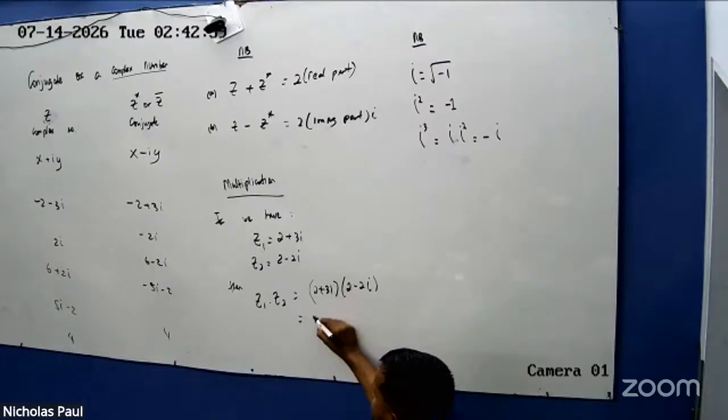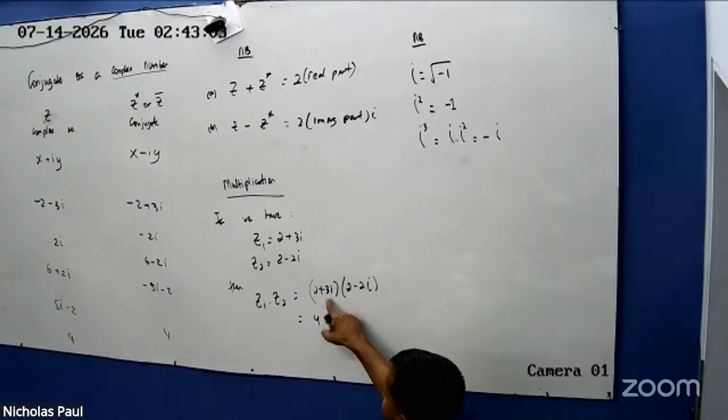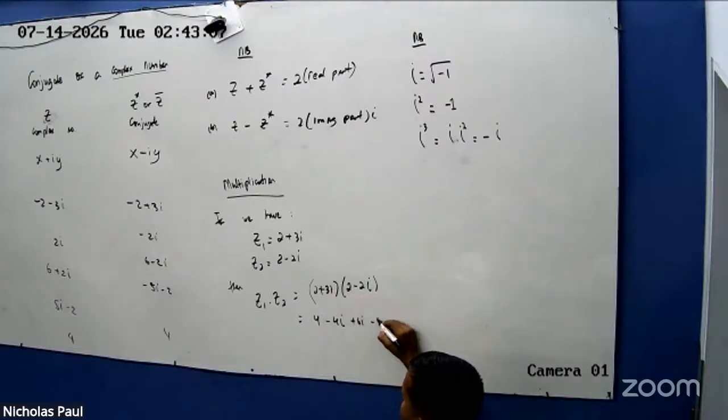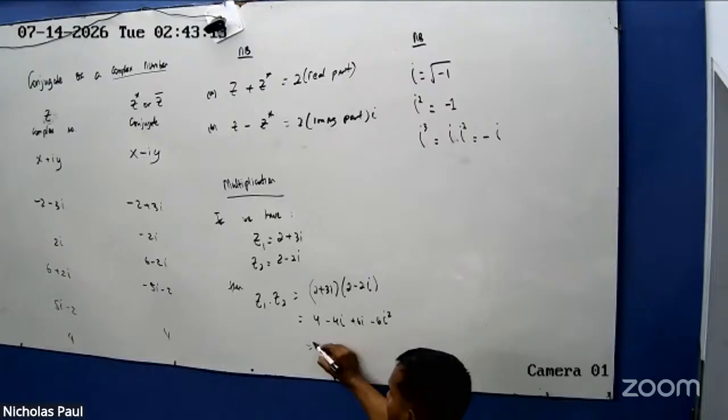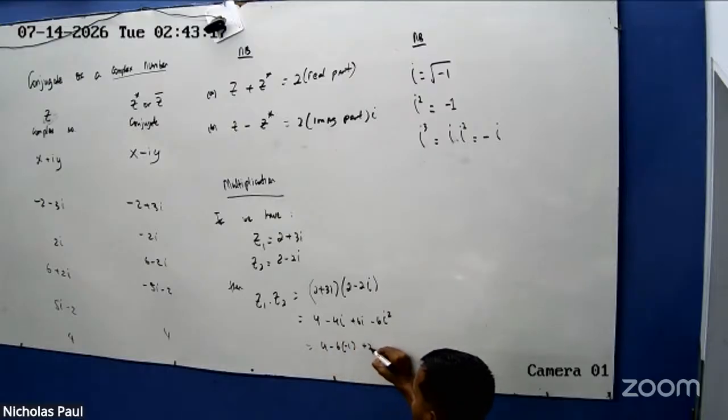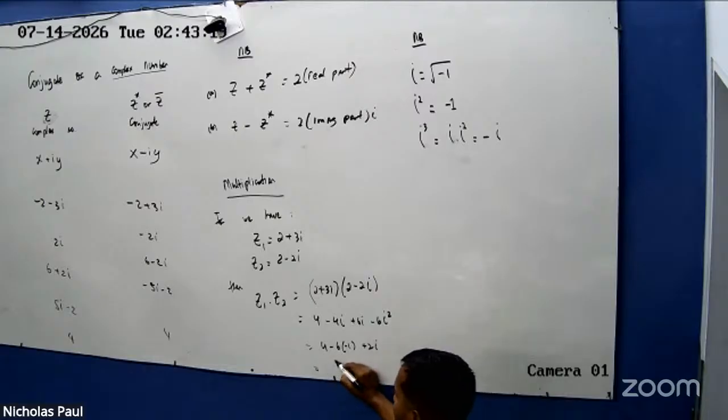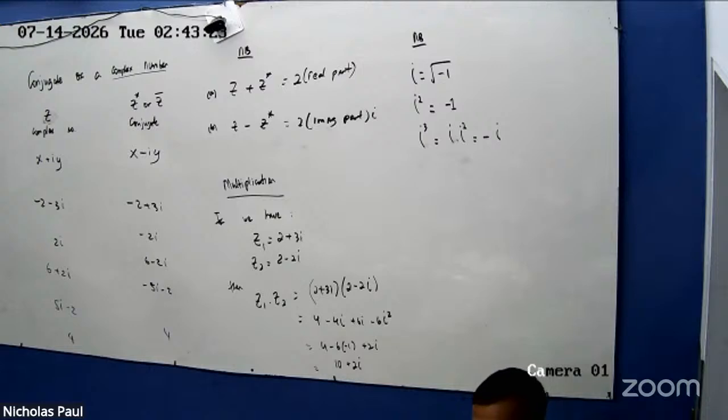2 times 2 is 4. 2 times minus 2i is minus 4i. 3i times 2 is 6i. 3i times minus 2i is minus 6i squared. i squared is minus 1, right? So we have 4 minus 6 times minus 1, plus 2i. So I got 10 plus 2i. Yeah? Good.